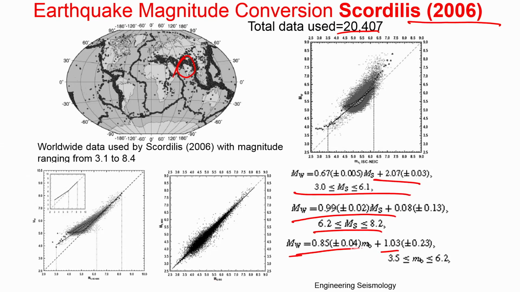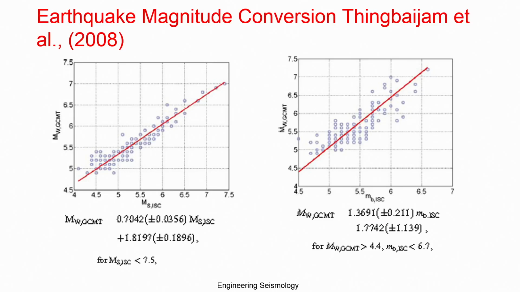So these are some of the equations. You need to know these equations, but again I am telling you that I am not recommending any particular equation to be used. You have to select the equation according to your region, not based on the literature or known data. So for earthquake magnitude conversion, Thingbaijam also gave some equation. This is basically for the Indian data, you can see here. This is from the Indian earthquakes, he has converted, and this was published in 2004.